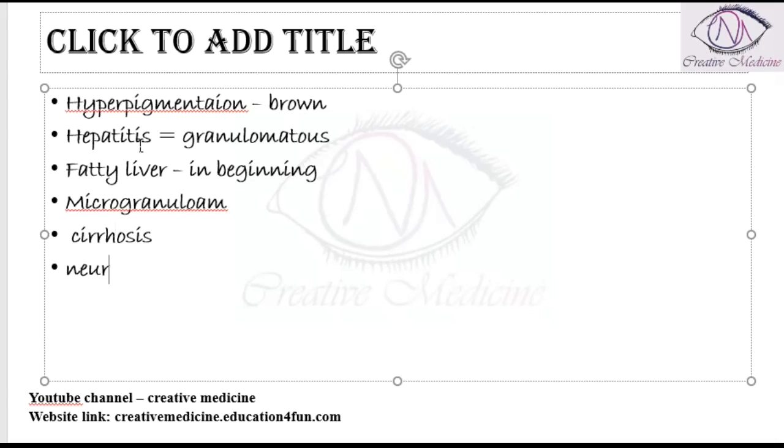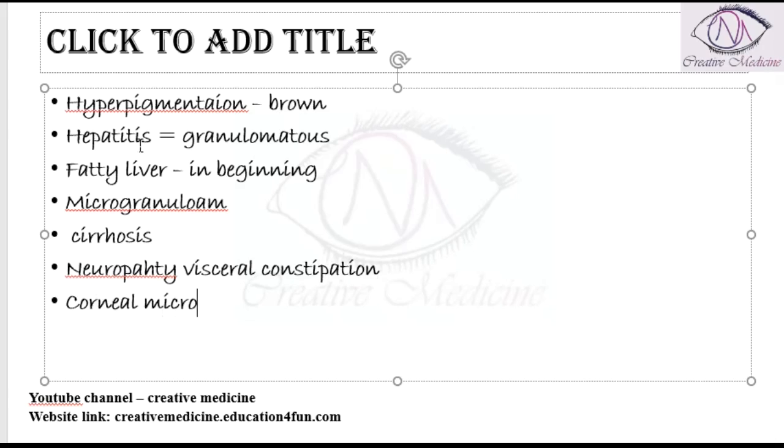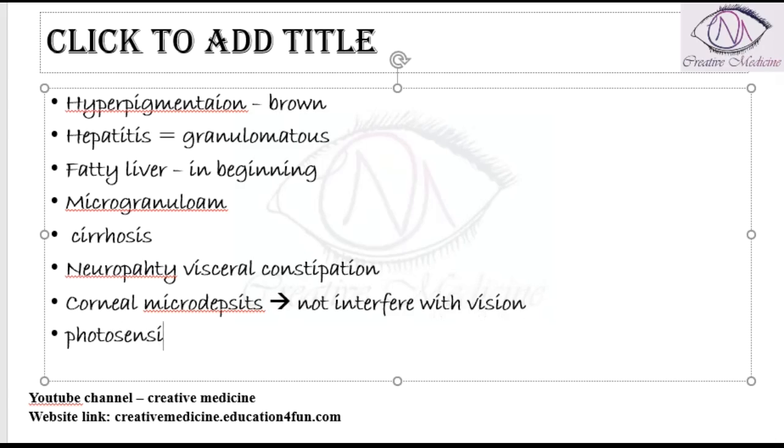It can even cause neuropathy and visceral constipation. Amiodarone can also cause corneal microdeposits, but these corneal microdeposits will not interfere with the vision. Then amiodarone can also result in photosensitivity. So these are the main complications of amiodarone.